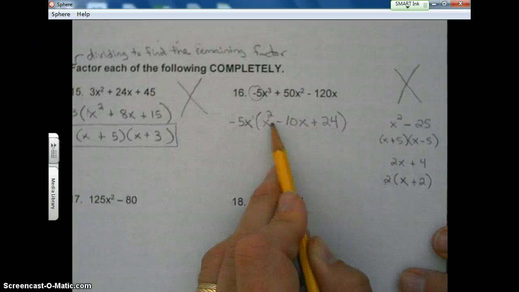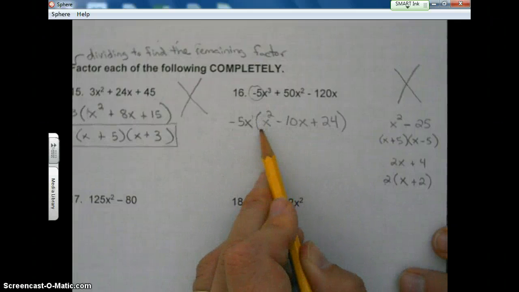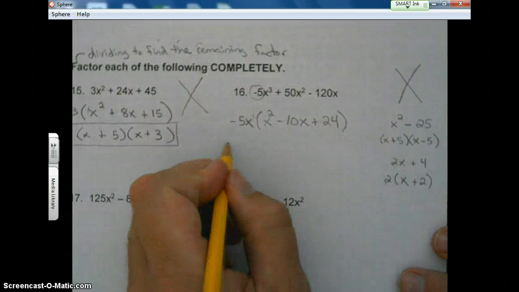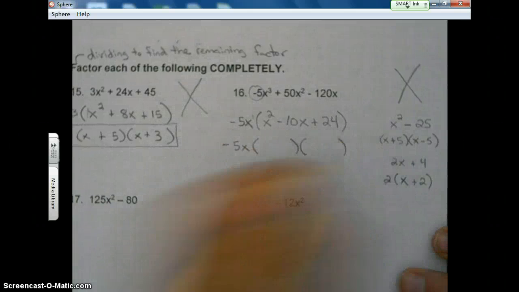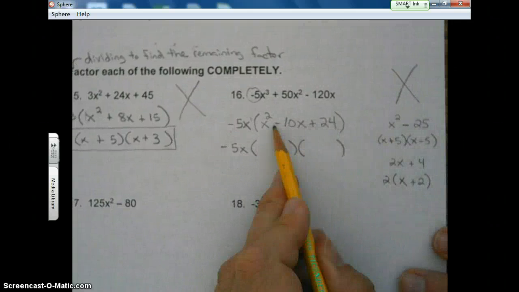Any bells going off here? The a value is a 1. It's a trinomial. It's quadratic. Let's try to factor this mentally. Now, you can always revert to the x factor if you cannot do this mentally.